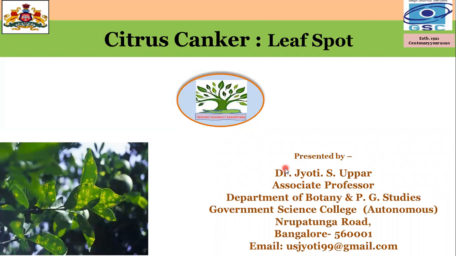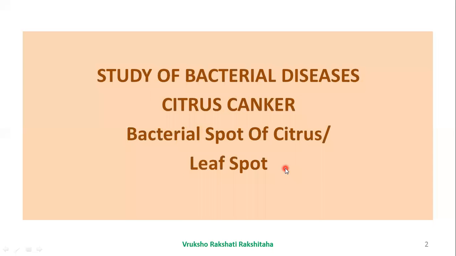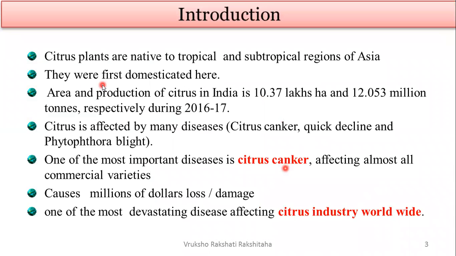I'm going to deliberate on the topic citrus canker, also called leaf spot. It is also called bacterial spot of citrus. Citrus plants are native to tropical and subtropical regions of Asia. Citrus plants are believed to be domesticated in Asia.